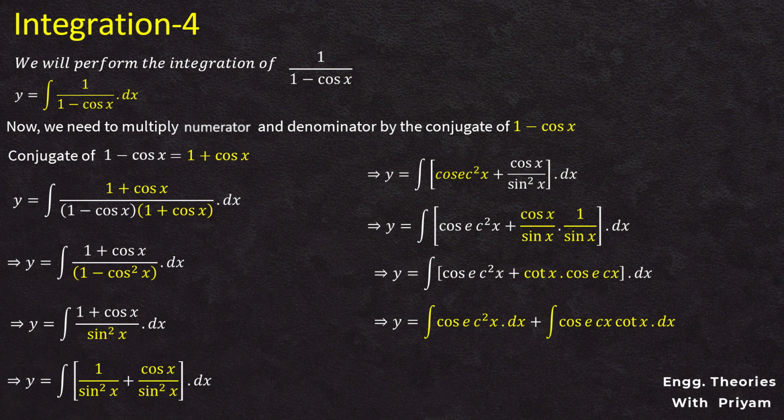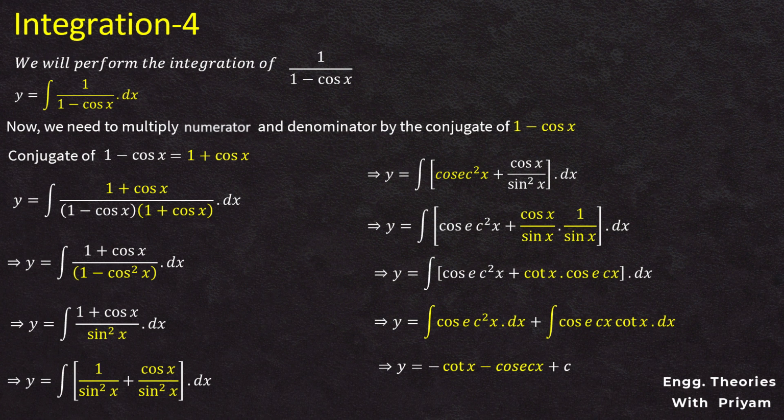Now integration of cosec square x will result in minus cot x, and integration of cosec x into cot x will result in minus cosec x. So finally the result of integration is y is equal to minus cot x minus cosec x plus the integration constant c. If we take minus common, then y can be written as y is equal to minus cot x plus cosec x plus the integration constant c.